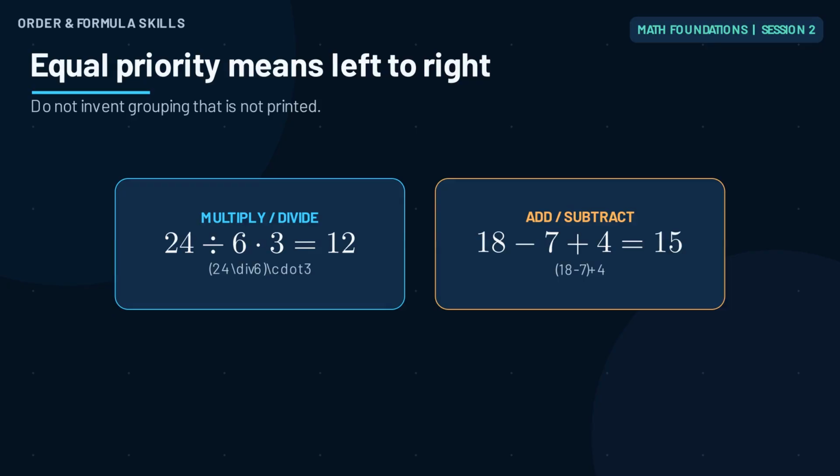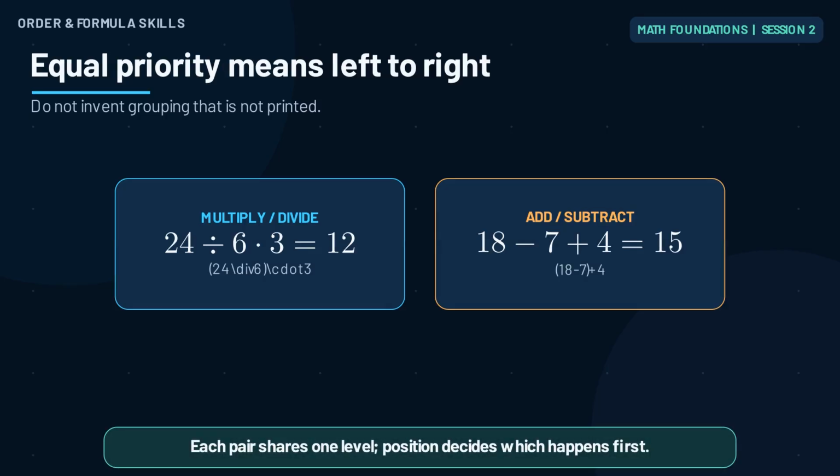The same principle applies to 18 minus 7 plus 4. Subtract first because it appears first. 18 minus 7 is 11, then 11 plus 4 is 15. Left to right protects the expression that was actually printed.